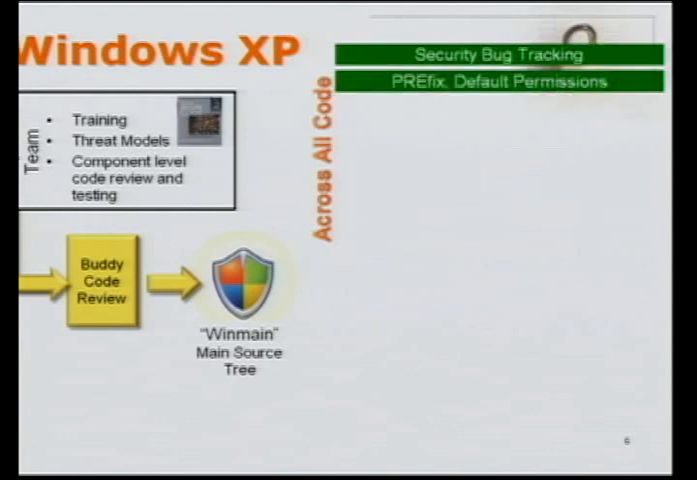There were some things that were done across the entire code base. If any bug was tagged as a security bug, there was a person whose entire job responsibility was to make sure that those bugs did not get accidentally punted or resolved as won't fix or things like that. We also did have certain tools that we would run across the code base just as a whole. So this is Windows XP.